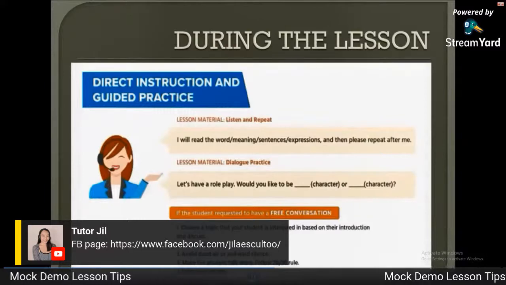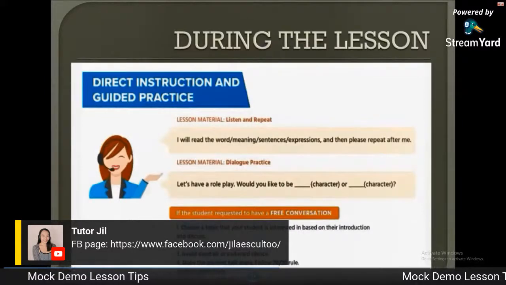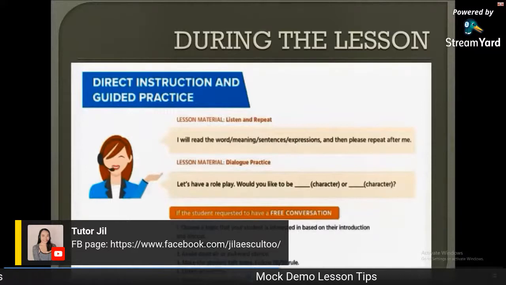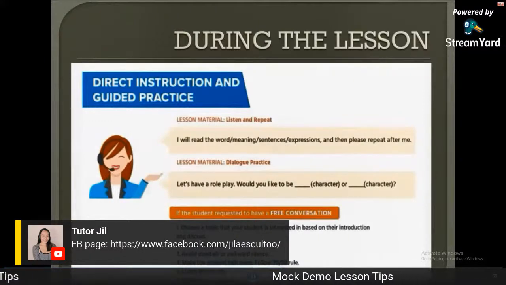So this is the proper lesson. In the proper lesson, in the materials, you will be able to see the teacher's note. It is highlighted with red letters, or red colors. The teacher's note can only be seen by a teacher or by a tutor. The student doesn't have an option to view the teacher's note. Also, the answer keys are only available for the tutors. It is not available for the students.